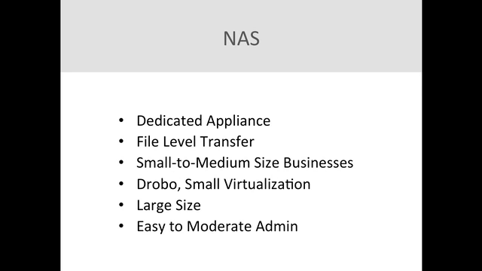Typically large in size. Again, these are for shared storage files. You may have installation files that are over 2 gigs, so they can be quite large in size, and they're easy to moderate to admin. As I referenced the Drobo earlier, on this system, basically all you have to do is you put your disk in the system, turn it on, it configures itself to start with, and you install a very simple admin application on either a Mac or PC, and you can manage it from there. Very easy to manage.